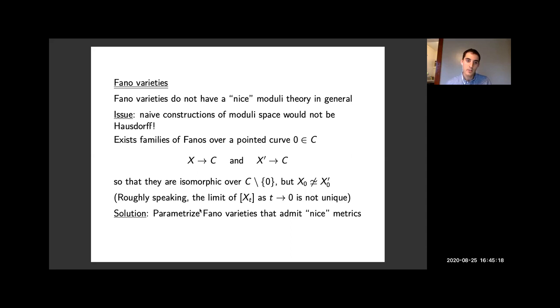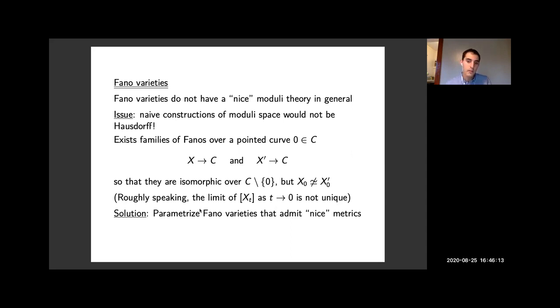Let me say what I mean by this. The point is, there exist families of Fano varieties over a pointed curve, and let's call these families X to C and X' to C, so that over C minus the point, the families are isomorphic, but the fibers over 0 are not isomorphic. You can think of a family X to C as giving you a map from that curve to your moduli space. Roughly speaking, the idea is that the limit of the fiber X_t as t goes to 0 is not unique, because one family gives you X_0, and the other family gives you this other fiber X'_0, which aren't the same.